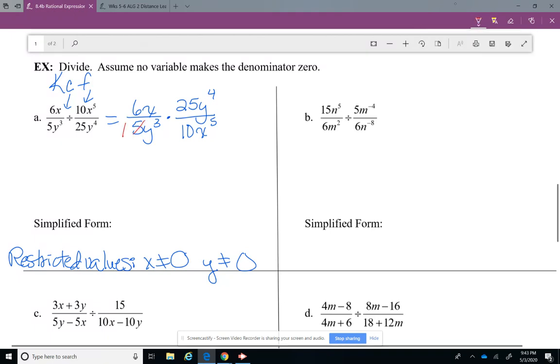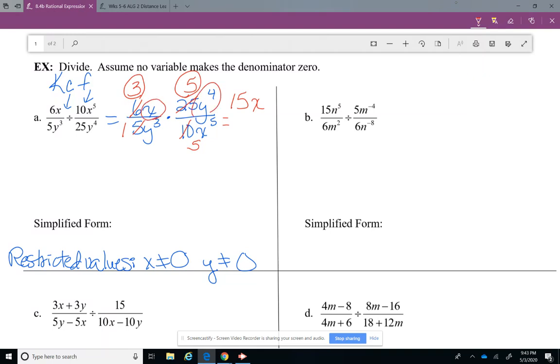5 goes into 5 once. 5 goes into 25 5 times. 2 goes into 6 3 times. 2 goes into 10 5 times. And you can cancel the x values now if you want. I'm just going to write them all together because sometimes that helps people. So multiply the 3 times the 5 and get 15 x y to the 4th over 1 times 5 is 5.